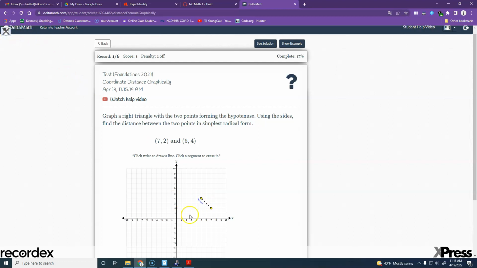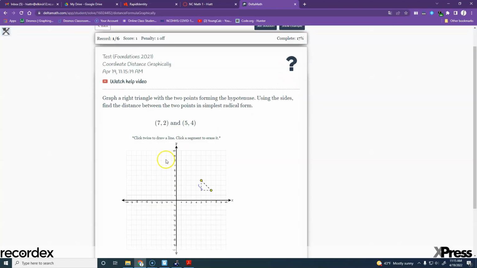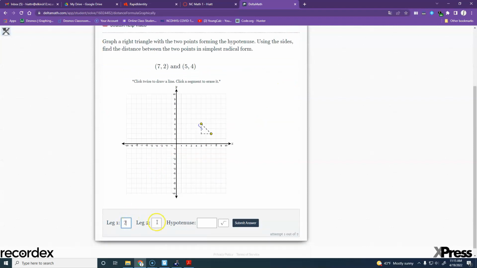Why is it not letting me? Oh, there we go. Okay. So length would be 2 and 2. Pythagorean Theorem: 2 squared plus 2 squared would equal c squared. So that's 8 equals c squared.